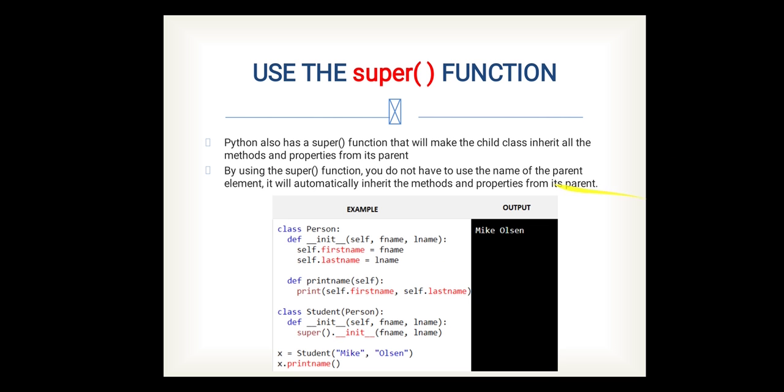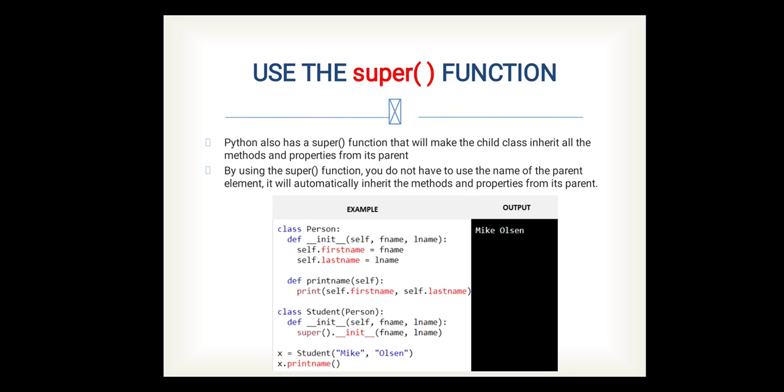and print the first name and last name. Next, use the super function. Python also has a super function that will make the child class inherit all the methods and properties from its parent. By using the super function, you do not have to use the name of the parent element; it automatically inherits all the methods and properties from its parent.